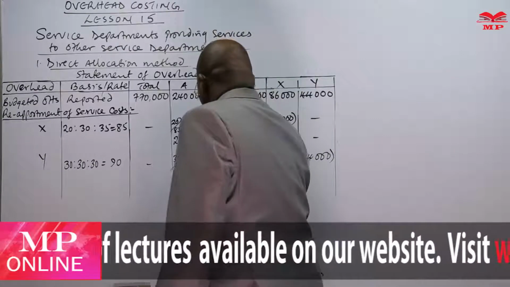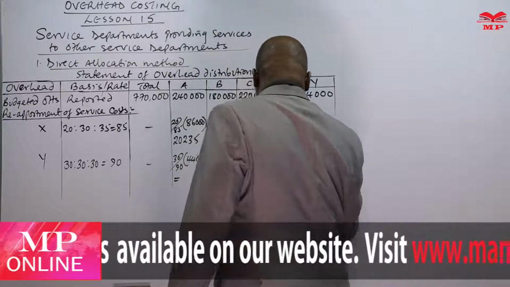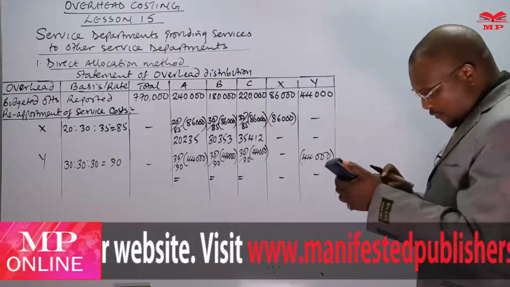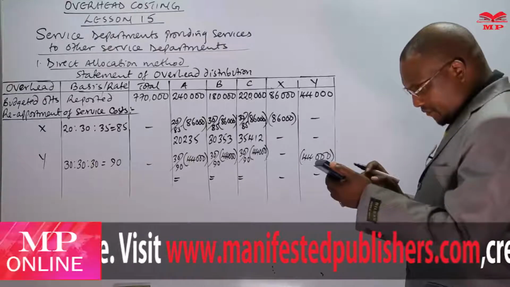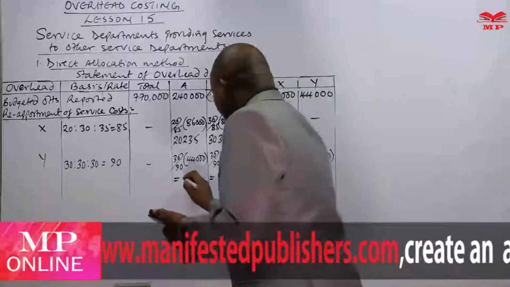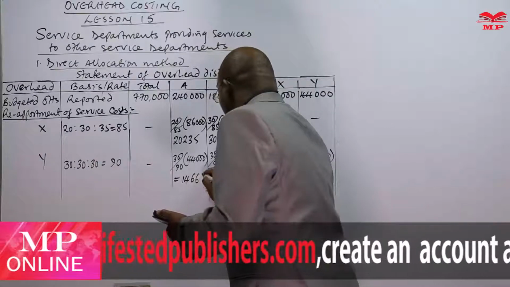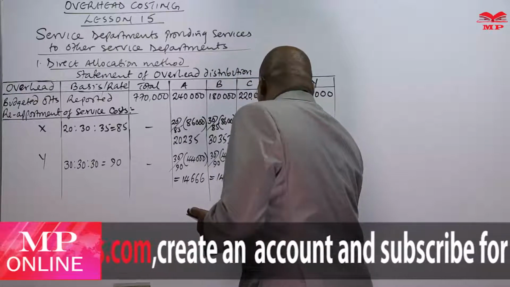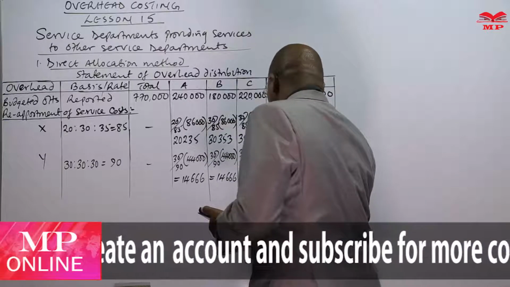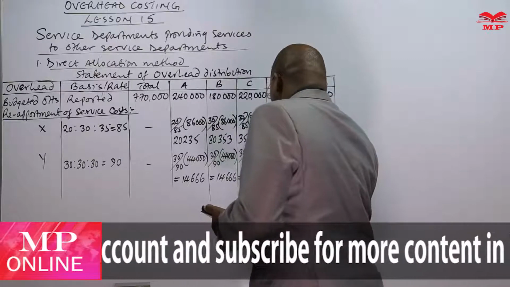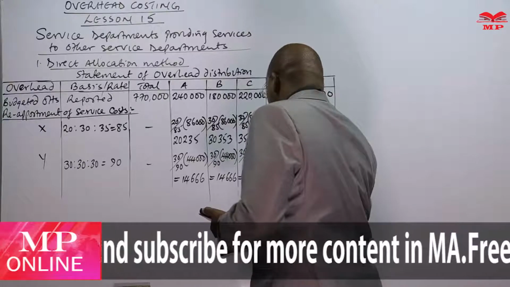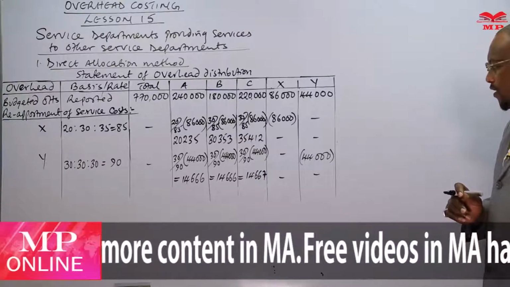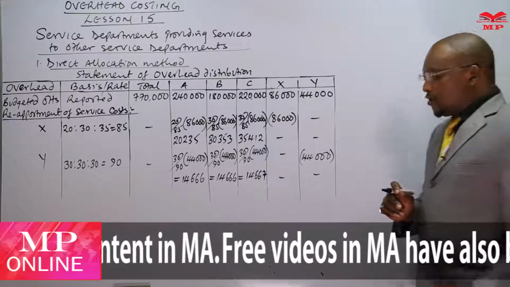So as you can see, the ratio is going to be the same for all the three departments. So just divide 44,000 by 3. That means we'll be having 14,666, 14,666, 14,666. Hypothetically, you can just have a 7 there, so that now when you add, they will give you exactly this 44,000. So that is all.